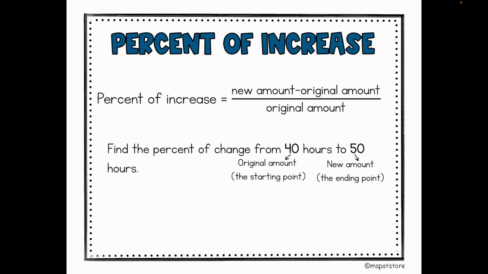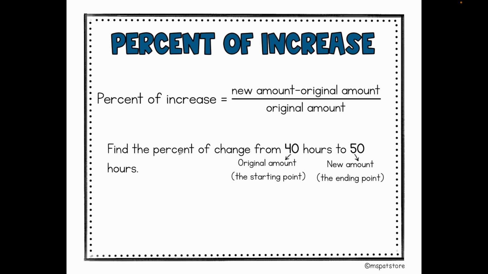This is a formula for percent of increase. You need to subtract the new amount minus the original amount and divide it by the original amount. So let's take a look at this. It says, find the percent of change from 40 hours to 50 hours. Please notice that 40 hours is the original amount. That's your starting point, while 50 hours is the new amount. That's the ending point. So let's try to use the formula to find out the exact percent on this situation.